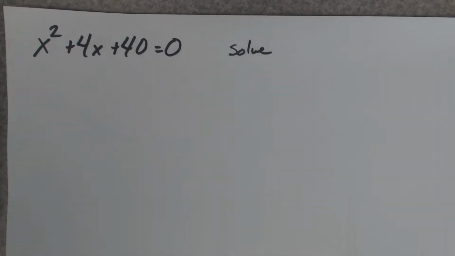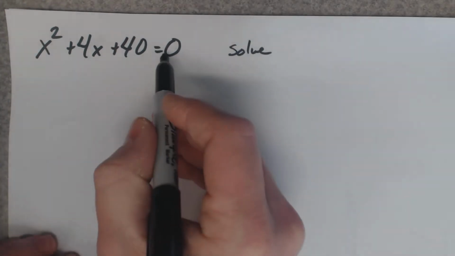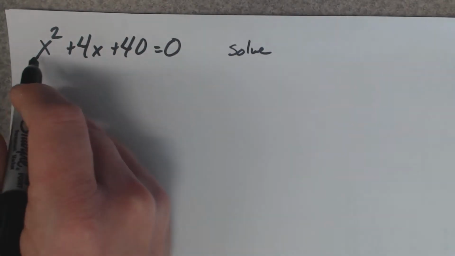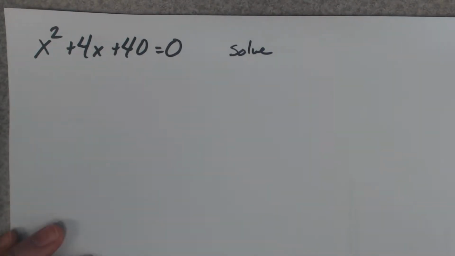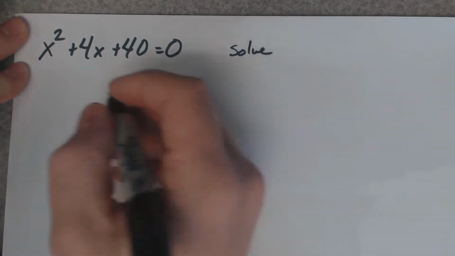Now, sometimes it says to solve by a specific method, and I think this says solve by completing the square. But you can always solve these using the quadratic formula. It doesn't matter what, it will always work. The quadratic formula works as long as it says equals 0 and x squared is the highest power. But it says to solve by completing the square, so let's do it by completing the square.